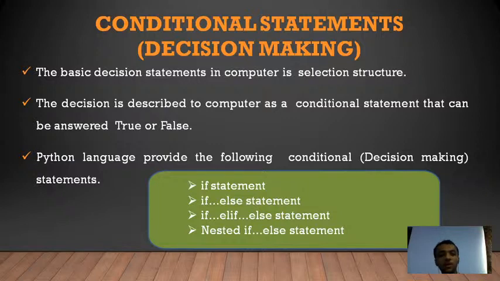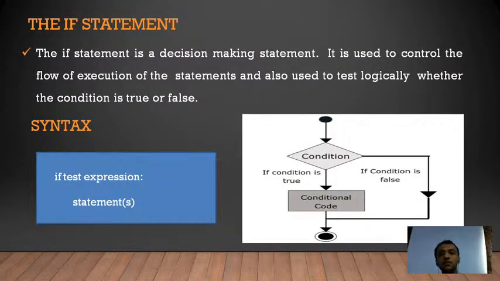In Python there are four types of conditional statements. First one is if statement. If statement is a decision making statement which is a simple statement. The syntax of if statement is given here, and the flow chart of the syntax of the if statement is like this.